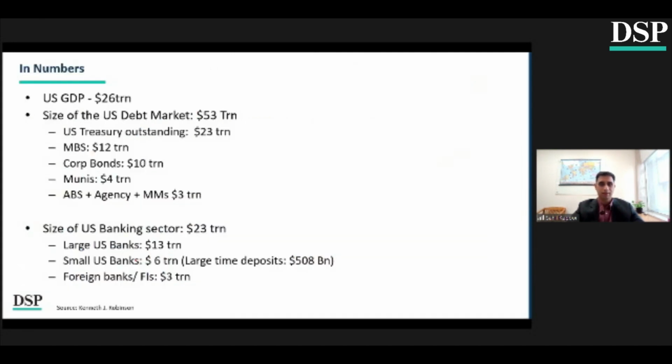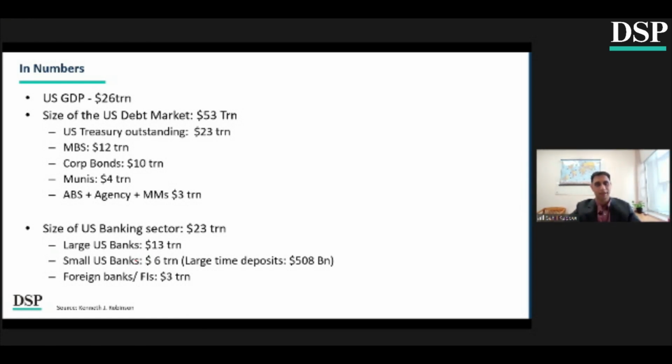But let's look at a few numbers in the case of the US particularly, and then we'll also talk about the Eurozone. The size of US GDP is now 26 trillion. The US debt market is 53 trillion, with Treasury outstanding of about $23 trillion. Mortgage-backed securities at 12, corporate bonds at 10 trillion, municipal debt is 4 trillion, and agency plus ABS and money market funds at 3 trillion. So all these put together are at $53 trillion of debt market.